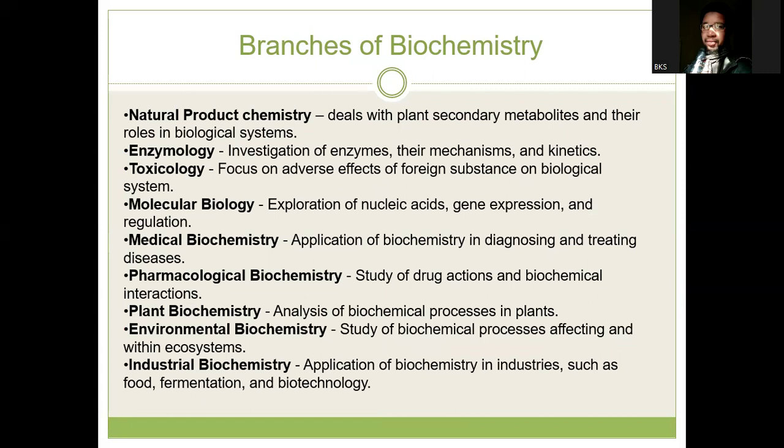But in the same way, plants also produce secondary metabolites, which basically form a kind of protection against external bodies. So natural product chemistry, this aspect of biochemistry, deals with these secondary metabolites and how they play a very important role in biological systems, and may be used as drug candidates targeting a particular disease condition.